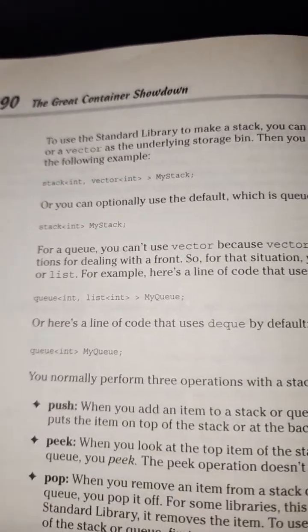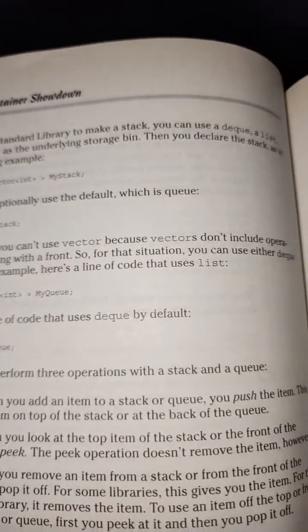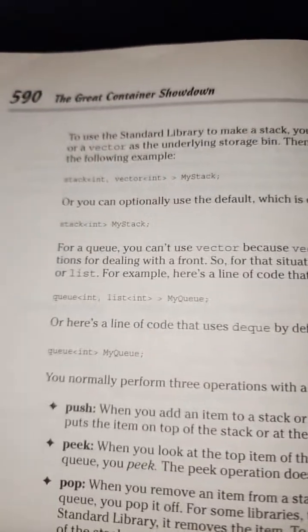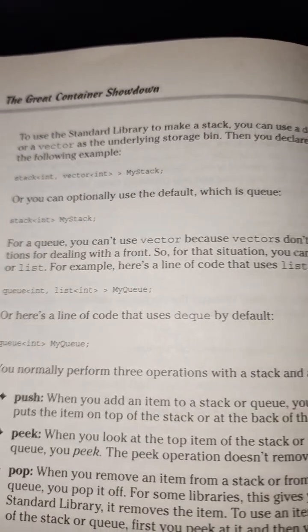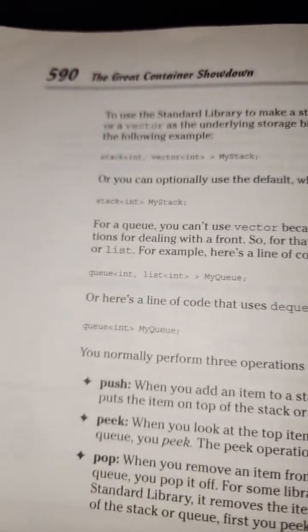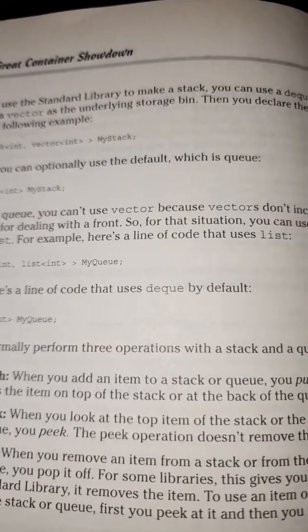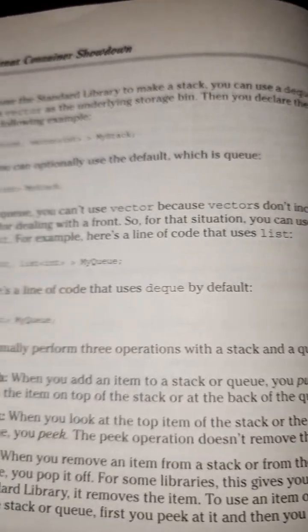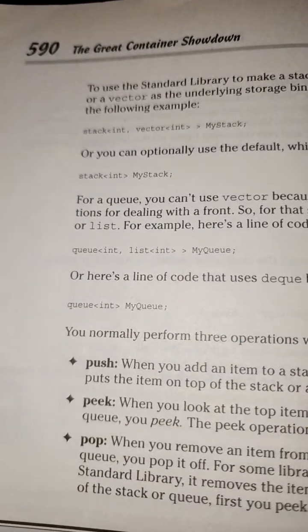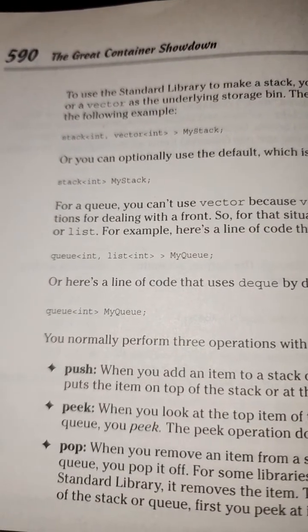let's see what their rationale is for how to use vector. For a queue, you can't use vector because vectors don't include operations for dealing with a front. So for that situation, you can use either deque or list. For example, here's a line of code that uses list. Queue int, list int, my queue.